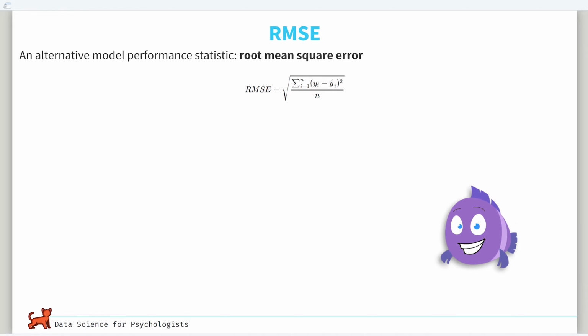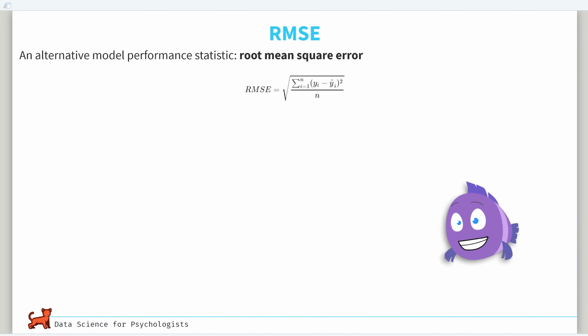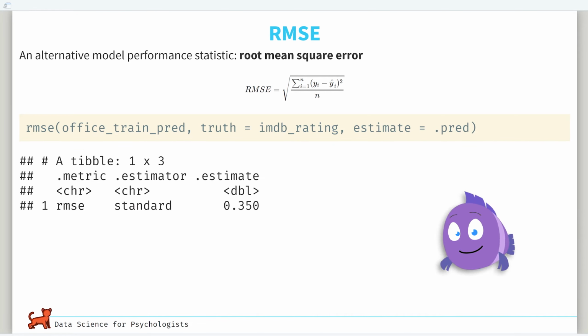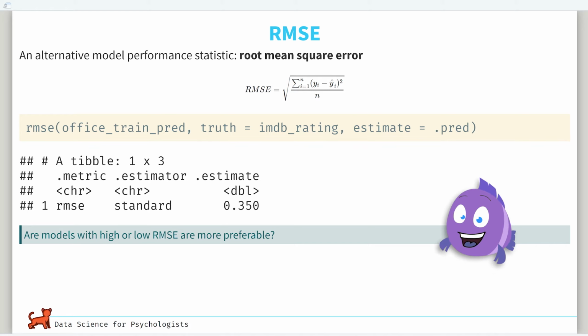or we're trying to minimize the difference between our predicted value and our actual value. Now here, our RMSE is 0.35. Is that good? Is that bad? I will leave that as an exercise to you. Do we want higher RMSE or lower RMSE?